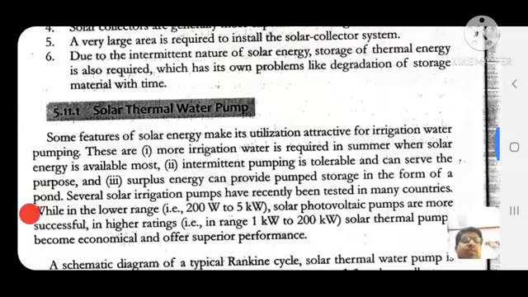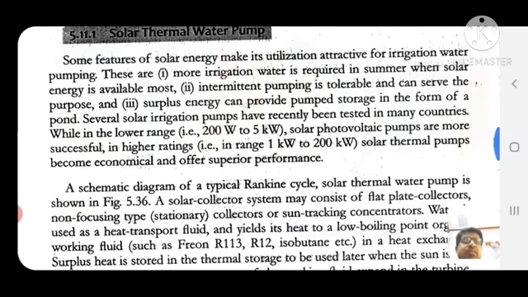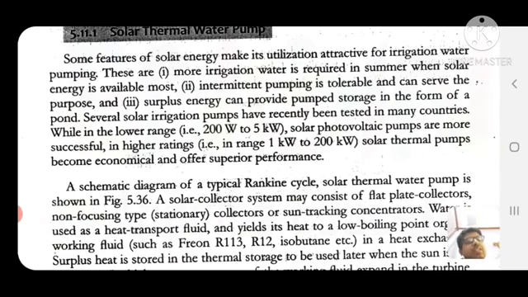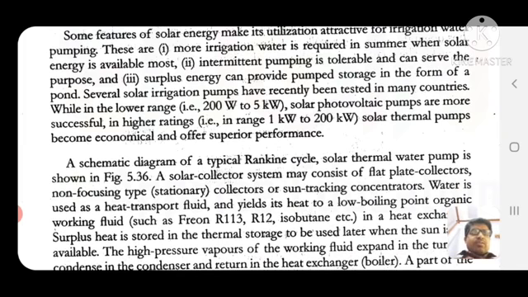So, solar thermal water pump. Some features of solar energy make its utilization attractive for irrigation water pumping. More irrigation water is required in summer when solar energy is available the most. Intermittent pumping is tolerable and can serve the purpose. Surplus energy can provide pumped storage in the form of a pond.